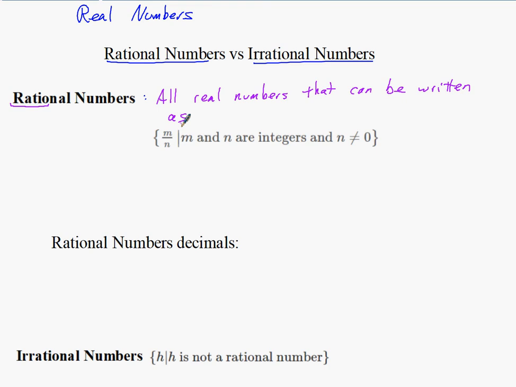Rational numbers are all numbers that can be written as fractions. So, for example, rational numbers would be things like 1/2 or negative 2/3 or 4. How is 4 a fraction? What's on the bottom of the number 4?